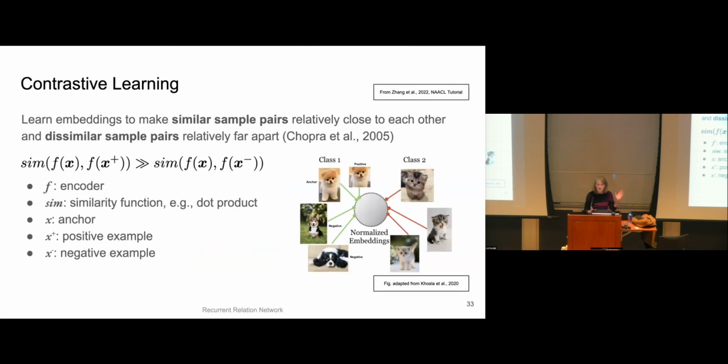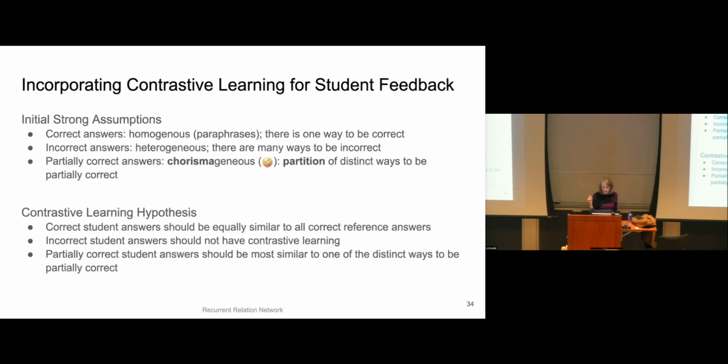And the way we do that is with contrastive learning, where the goal is to learn embeddings such that you've got similar sample pairs and you want them to all be relatively more similar to one another than they are to the dissimilar sample pairs. So like dogs versus cats. There's a way that this would apply here, but we're making some very strong assumptions.